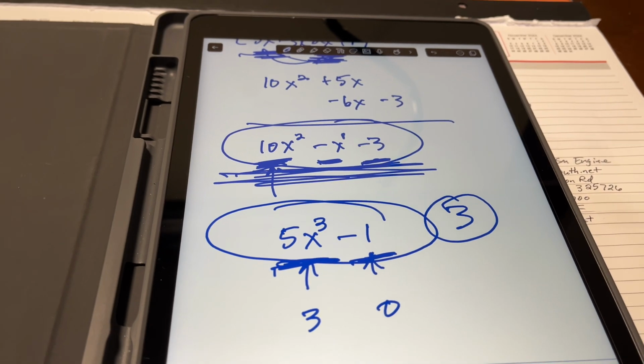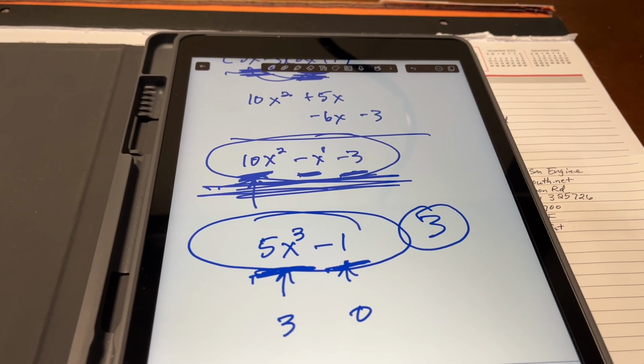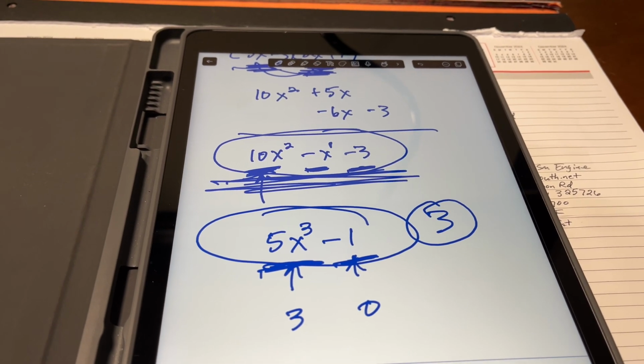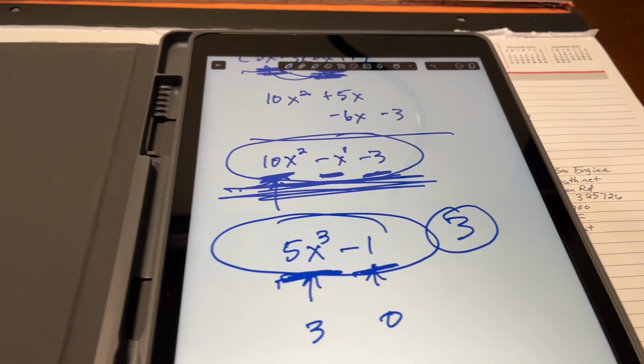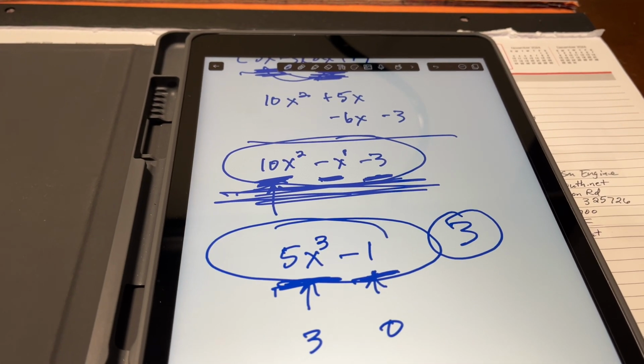Well, I hope this helps a little bit. So you know a little bit about coefficients, degrees, monomials, binomials, trinomials, and multiplying 2 binomials together.